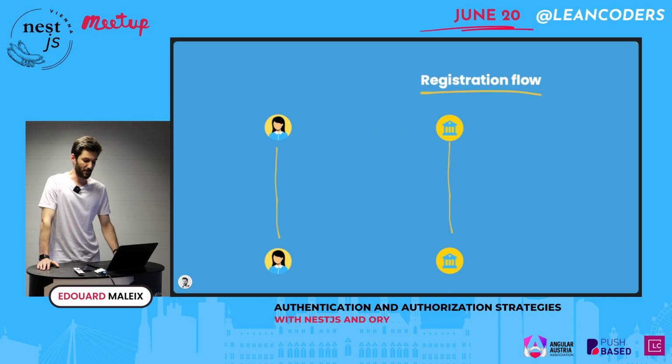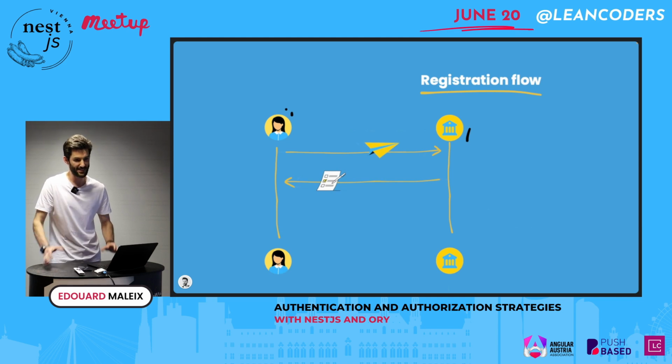Let's see an example of what a flow looks like in ORY Kratos. So let me take my pen. Here on the left, we have Alice, our user. On the right, we have Kratos. Alice will send a request to Kratos saying, okay, I want to register. Kratos will send back a form, or at least some data that can be rendered into a form, and will create a flow that allows tracking the registration.